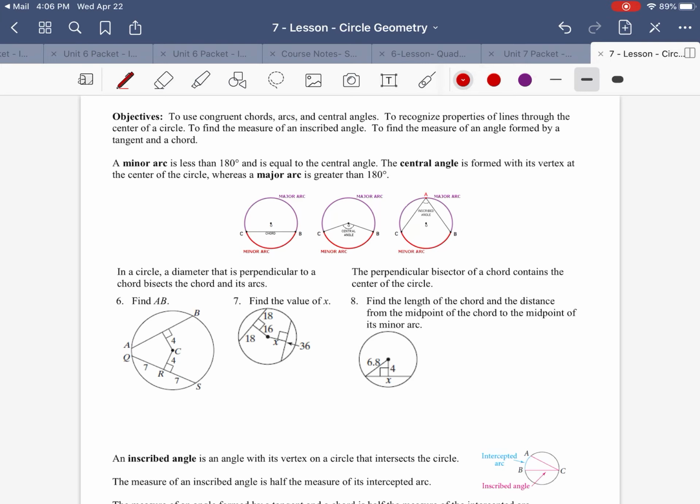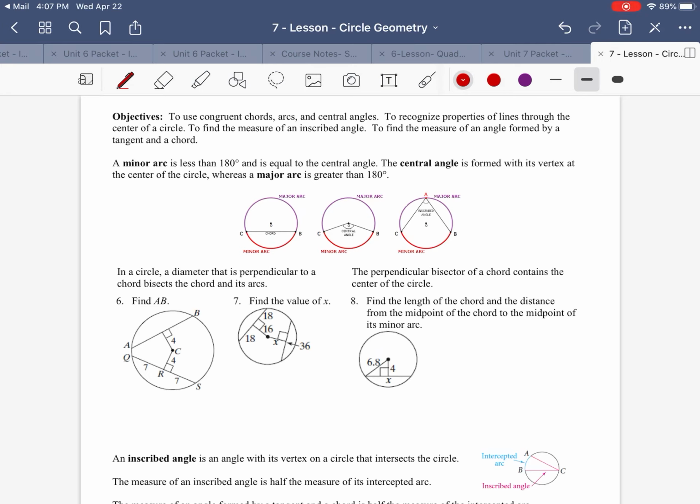All right, so next up is the concept of, well, there's a few concepts in here, but we're talking about parts of a circle. So chords, arcs, central angles, those different types of arcs. We have major arc, minor arc, central angles, like I said. A bunch of different things going on here.